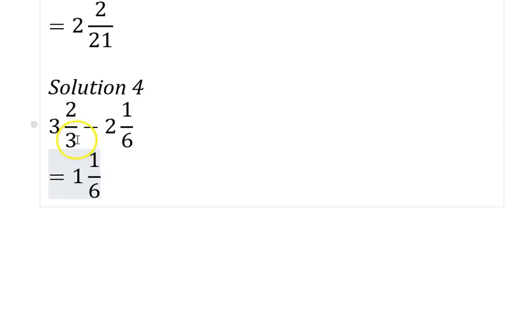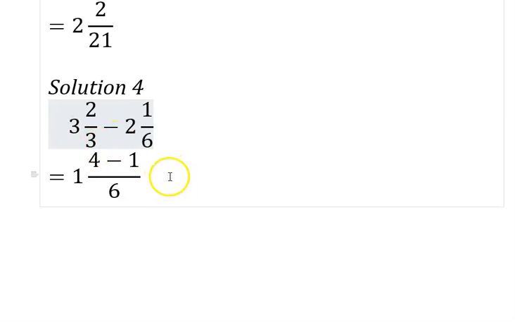Now, the LCM of 3 and 6 will give us 6. So how many times will this 3 go in 6? 2 times. 2 times 2 here will give us 4. Minus. How many times will this 6 go in 6? That's 1. 1 times 1 will give us 1.